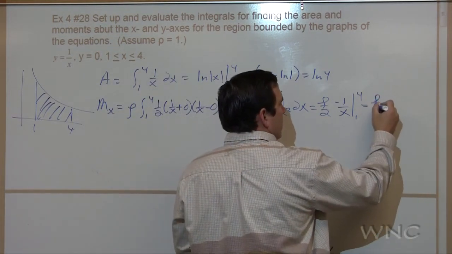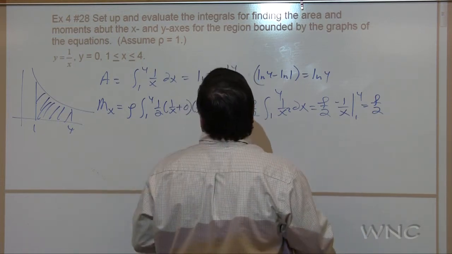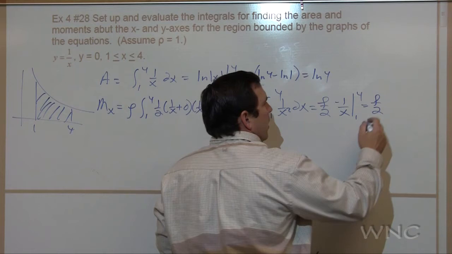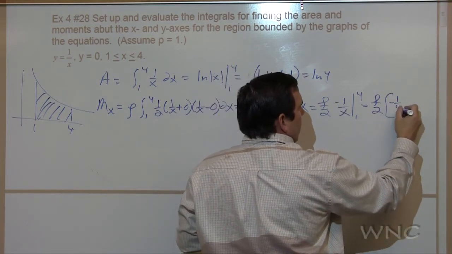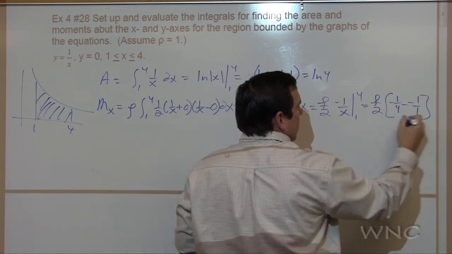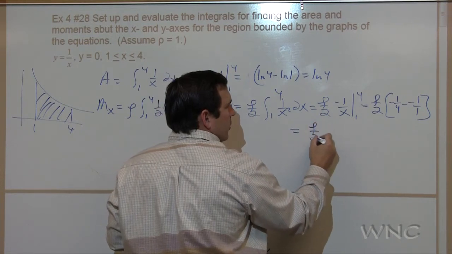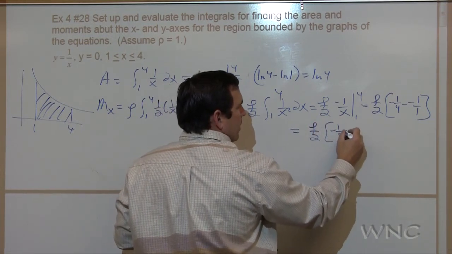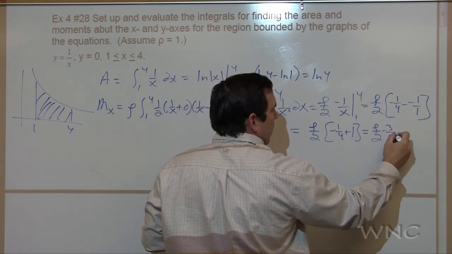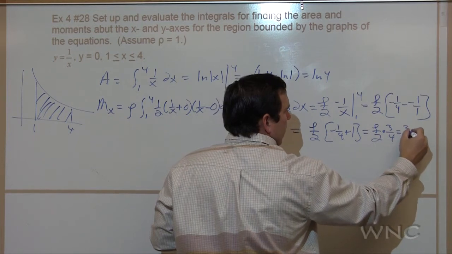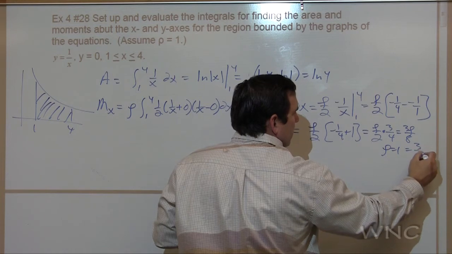It's going to be rho over 2. Oh, it says rho is 1. I could have dropped rho off. And then we have negative 1 over 4 minus a negative 1 over 1. That's going to be rho over 2 times negative 1/4 plus 1, or rho over 2 times 3/4, which is 3 rho over 8, and with rho being 1, it'll just be 3/8.